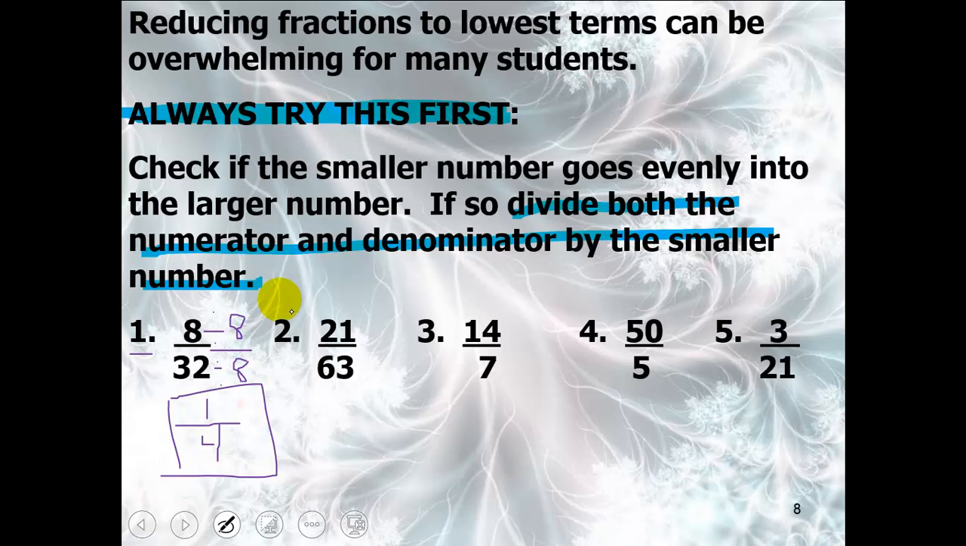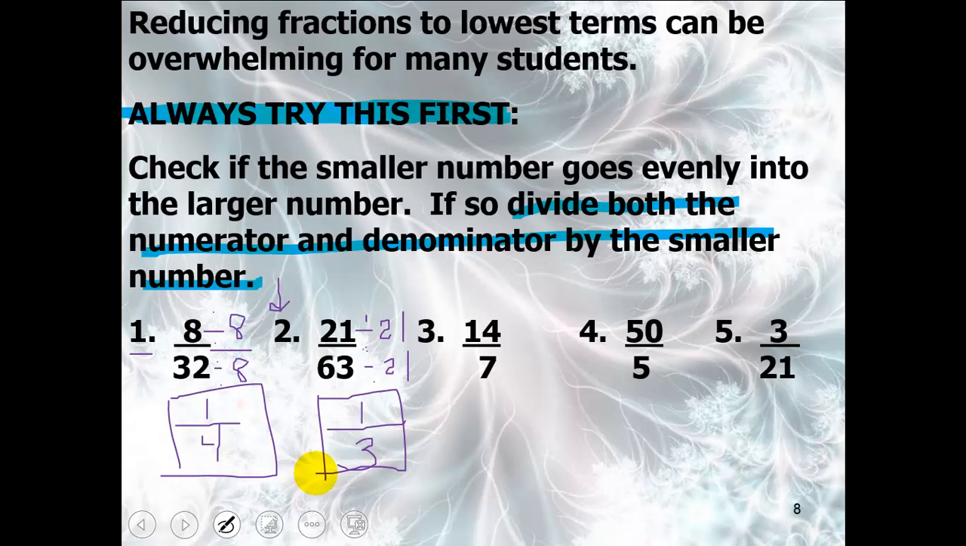Example number 2, 21 over 63. Does 21 go evenly into 63? Well, yeah, it does. If I multiply 21 times 3, I'm going to get 63. So I'm going to divide top and bottom by 21. And I get 1 over 3. There's my final answer.